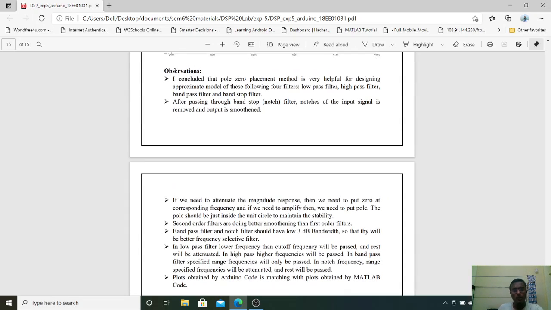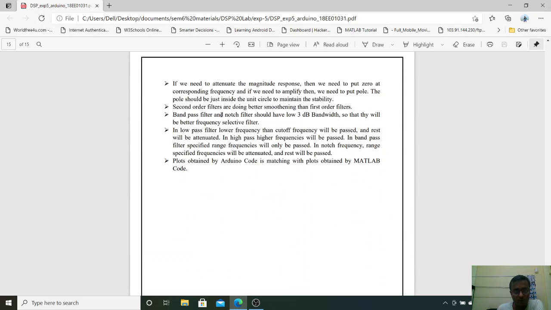Finally, in observation we can conclude that the pole zero placement method is very helpful for designing IIR filters. We can just put the poles and zeros according to our requirement, and we will get the transfer function. From there, by just taking the inverse Z transform, we can get the difference equation.